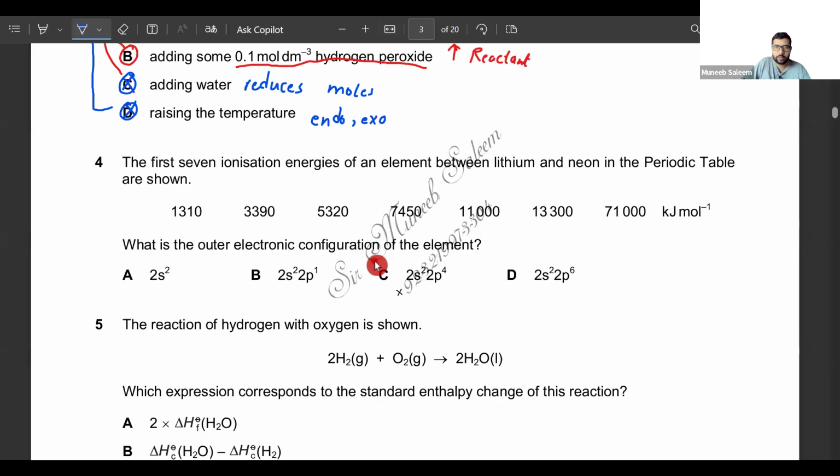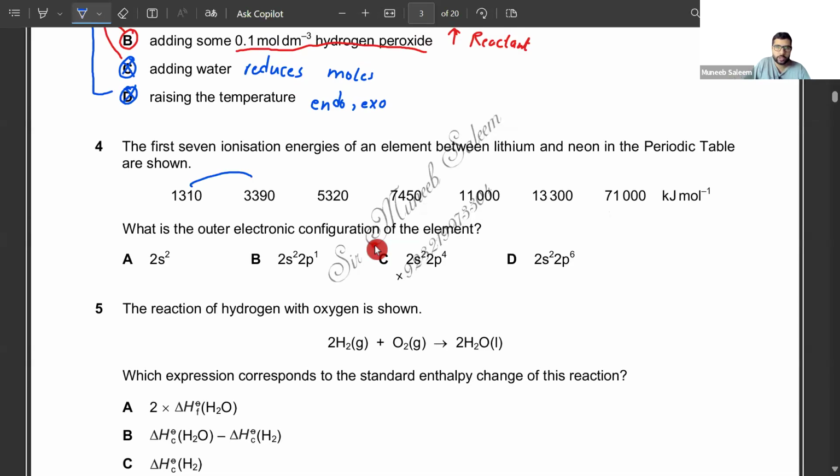So there is a jump from 1300 to 3300, then 5300, then 2400, 11,000, then 13,000. These differences are not too big, but the difference from 13,000 to 71,000 is a very large jump. By looking at this large jump, we can say that this is the 6th ionization energy, and that means there are 6 valence electrons present in that element.